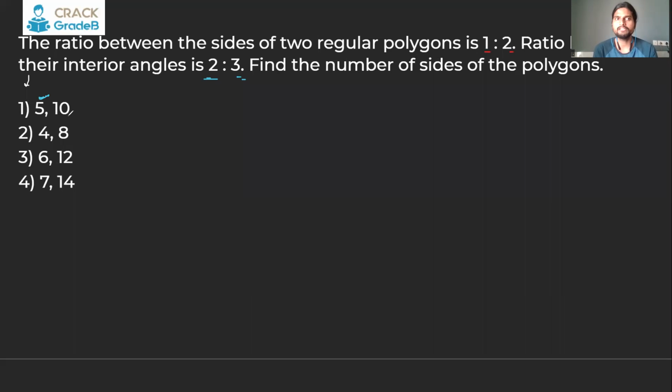If I try to use the first option, that is 5 sides. So for 5 sides, the sum of angles will be given by the formula (n minus 2) into 180 degrees. So (5 minus 2) into 180 will be the sum.